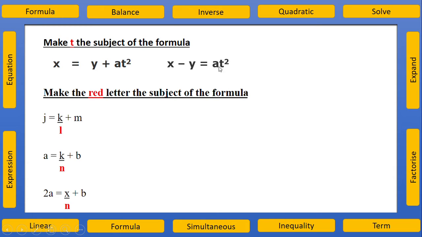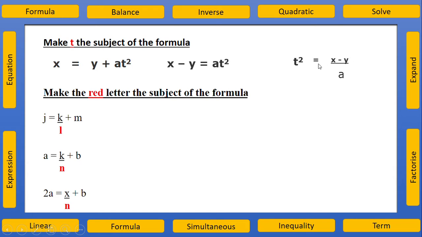Okay, we have t squared times a. So BIDMAS in reverse, the indices come later. First we're going to get rid of that multiplication. Okay, so we divide that side by a, we divide that side by a, so we have t squared equals x minus y over a.